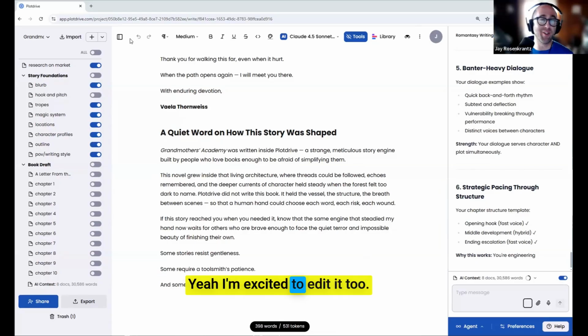Yeah, I'm excited to edit it too. I was using it creating this book. I would check that box personally. I would say yes, for sure.